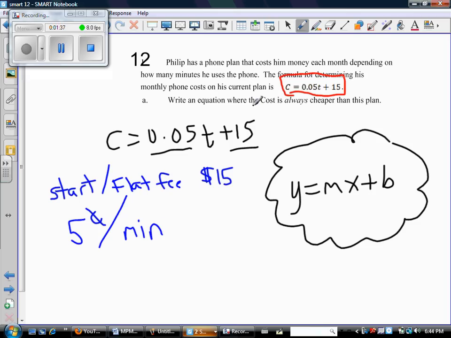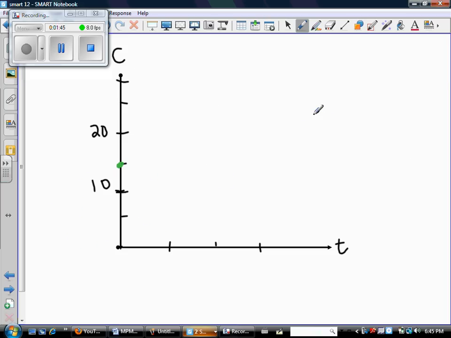Now we're supposed to write an equation where cost is always cheaper. So you know me, I like to have a visual going on to really understand a word question. I sort of started this visual while you were away. I know that the phone plan starts at $15. So along the vertical or dependent axis, I've put a dot at 15 because if he uses 0 minutes, it costs him $15.